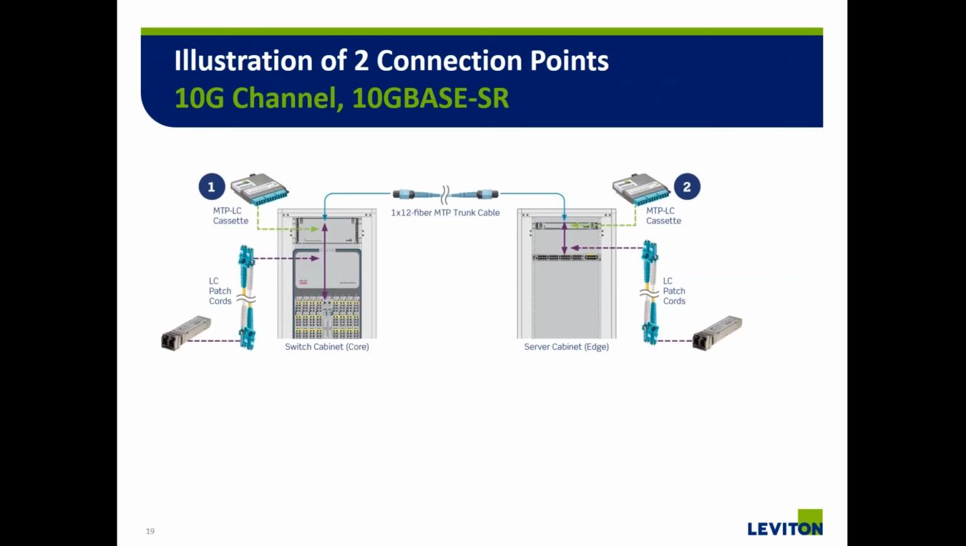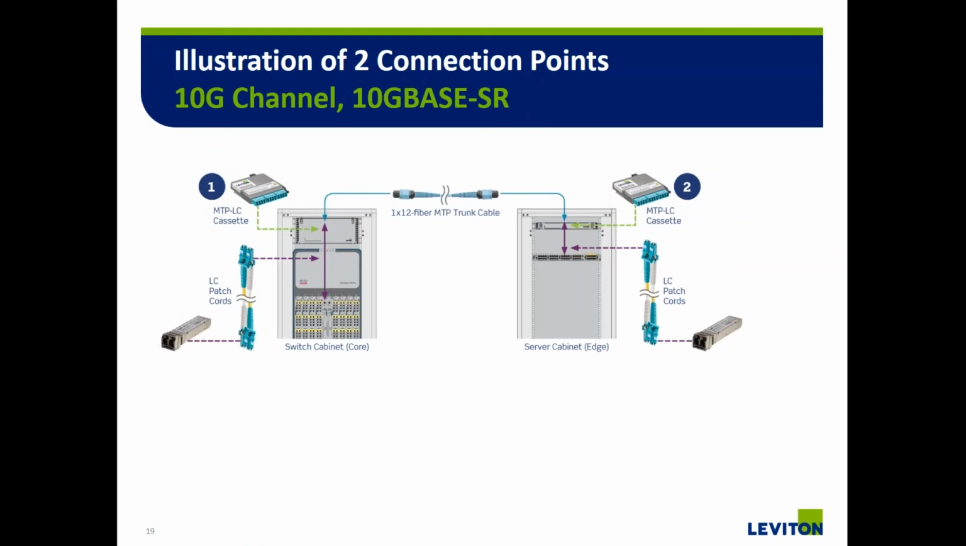In the next few slides, I will show illustrations of 2 and 4 connection point channels starting with 10 gig and a migration path up to 100 gig. The calculated channel insertion loss would be compared to the IEEE standard at max distance to see if the channel passes or not, based on Leviton's component insertion losses.